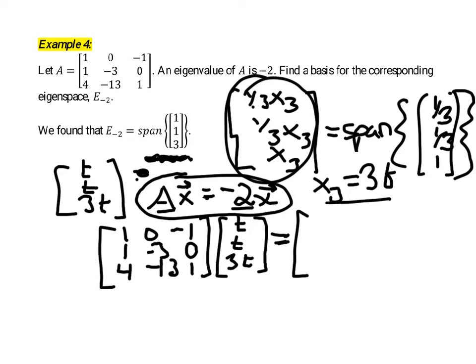in the first entry, I have 1 times t. So I have t plus 0 minus 3t. So t minus 3t, I have negative 2t here. Okay, second row. I have 1 times t. So t minus 3t plus 0. So t minus 3t, I have negative 2t again. And then last row, 4 times t, so I have 4t, negative 13 times t. So 4t minus 13t would be negative 9t plus 3t, so that's negative 6t.